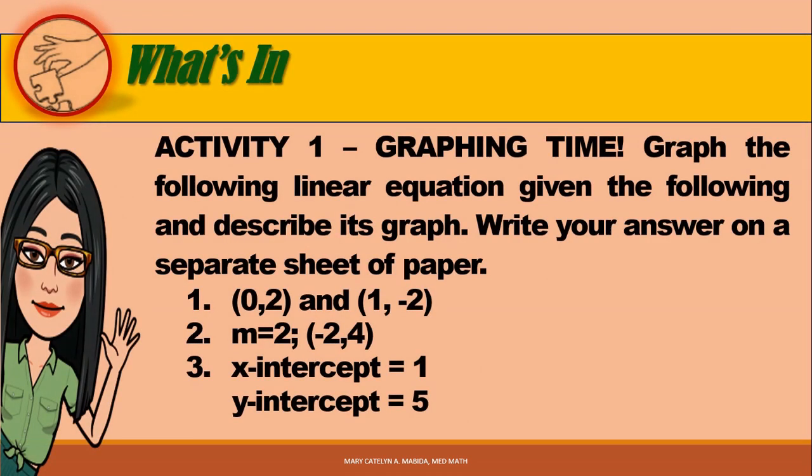Let's start this lesson by recalling your knowledge on the graphs of linear equation. Activity 1. Graphing time. Graph the following equations given the following and describe its graph. Write your answer on a sheet of paper. For number 1, we have 2 points, (0, 2) and (1, -2). For number 2, we have a slope and a point. For number 3, we have the intercepts of the line. The x-intercept is 1, the y-intercept is 5.